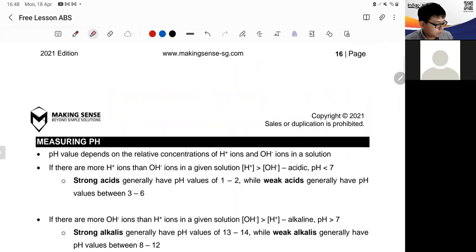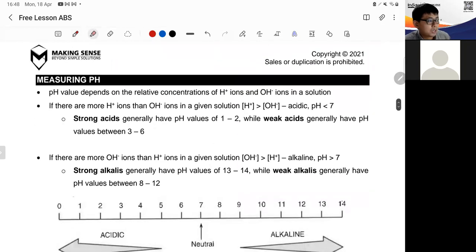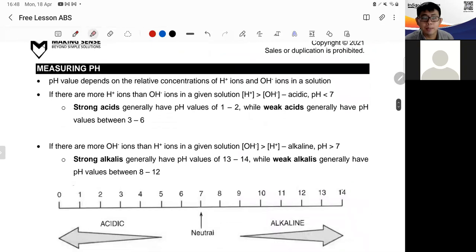Okay, we are nearing the end, but I won't say that yet. So let's look at measurement of pH. We know already, I basically just described the whole thing to you just now. It talks about the relative concentration of H plus and OH minus in solution. Whichever is more, that's where it will be. If there's more of this, then acidic. If there's more of this, then alkaline.